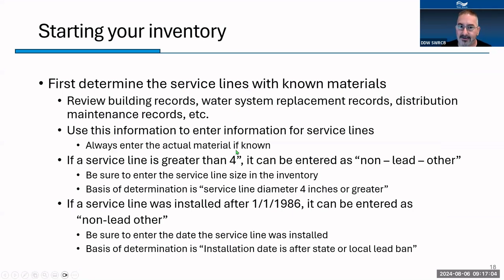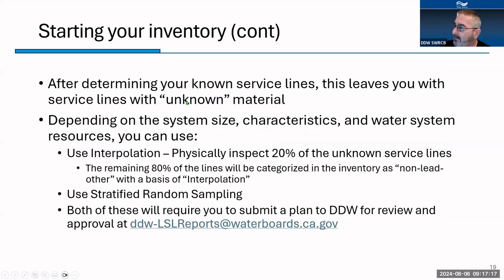So you'll see again a recurring theme here. Starting your inventory is no different. Determine your knowns, use records to do so, look for lines that are 4 inches or greater, and look for service lines installed after 1986. I'm not going to read this because it's exactly the same. But here, after determining your known service lines, you have now unknowns. So depending on your size, characteristics, and water system resources, you can use interpolation. So for this size water system, 1,500 or less, you can physically inspect 20% of the unknown service lines randomly chosen throughout the community.